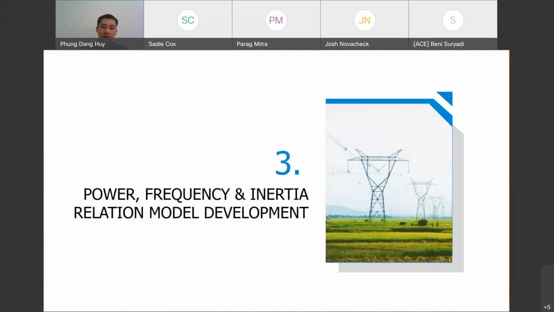Okay, so from the online results that we have, we are also trying to build a power frequency and inertia relation model development.